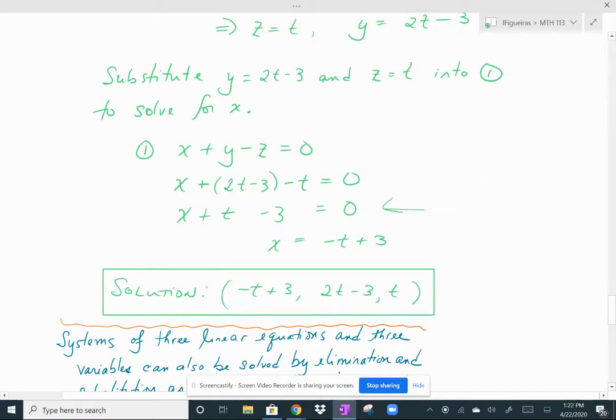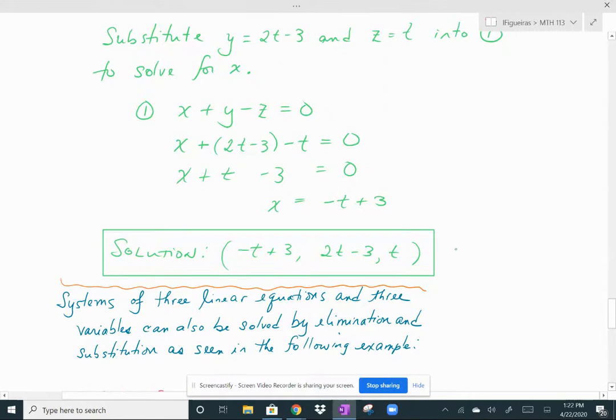So now you have expressed all 3 variables in terms of t. So your infinitely many solutions where t could be any real number is -t plus 3, comma, 2t minus 3, comma, t. And that's considered to be an ordered pair, but again, it represents infinitely many ordered pairs that satisfy the system.